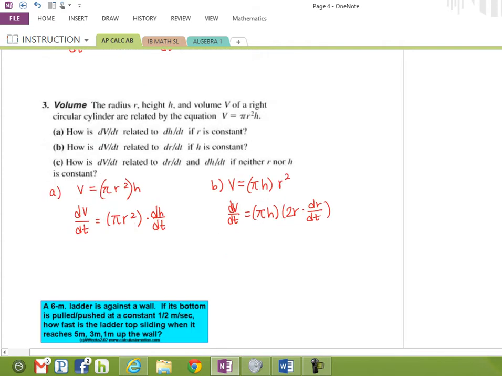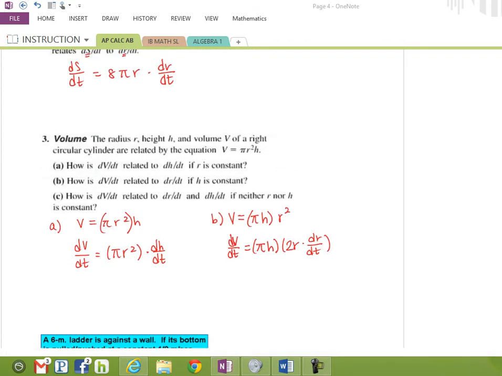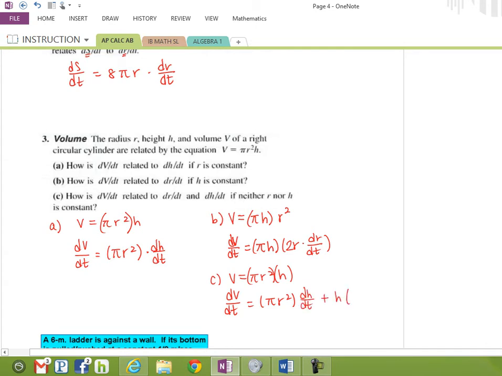And then part C is our most complicated one. Neither of them are constant. We've actually done this problem already. So if neither is constant, it's a pain because now we've got to do a product rule. So dV/dt is equal to, we did this problem in worksheet 4.6.0. Leave the first one, derivative of the second, plus leave the second one, derivative of the first. And that would actually be our answer, which is the most complicated of the three.